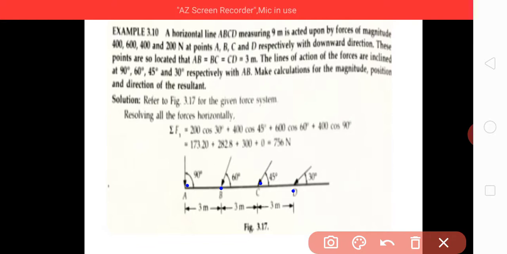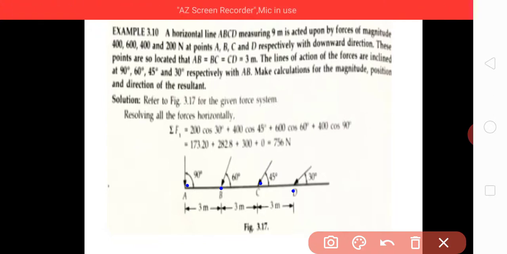Make calculations for the magnitude, position and direction of the resultant. That is magnitude, line of action, direction and point of application. From the very second lecture when we defined force, I was telling that force will be completely defined when these four variables are defined clearly. Otherwise there will be no use of that force, because it will not give the proper result. There will be wrong calculations if you do not know all these four parameters.